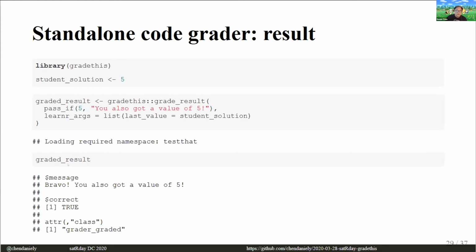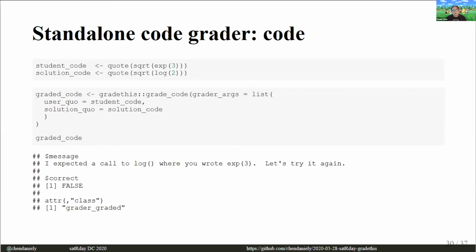So there's small remnants of that, especially in the variable names in our functions. But what you get back is this list object where you get a message and then whether or not the answer is right or wrong. And that's really all GRADETHIS is doing: giving you a message and telling you if the student's code was right or wrong. And so you can do this with grading the code as well.